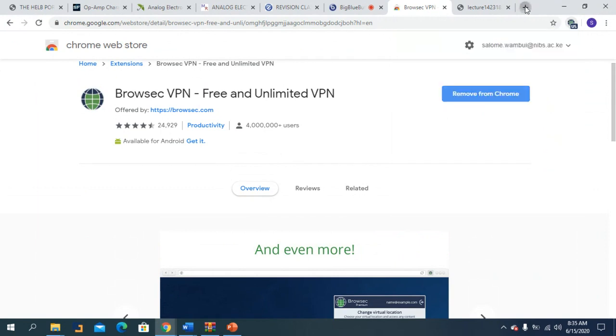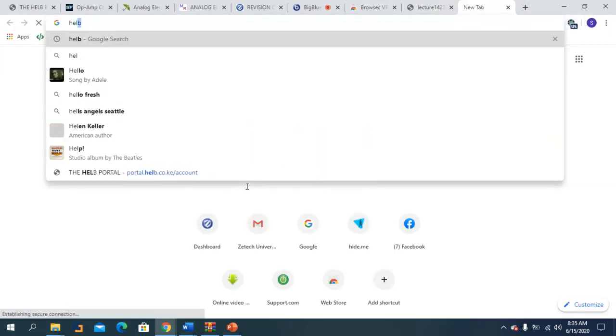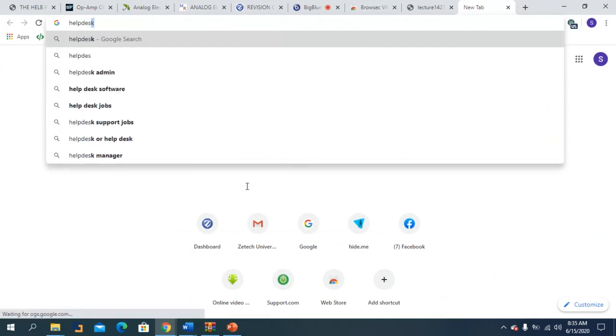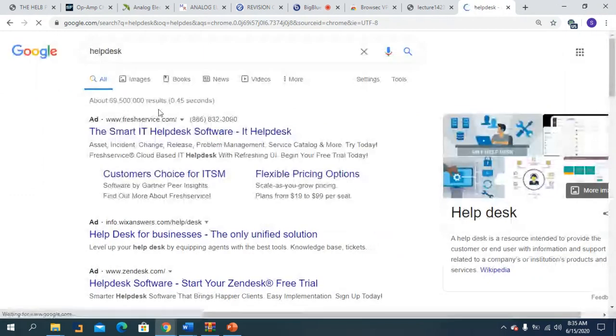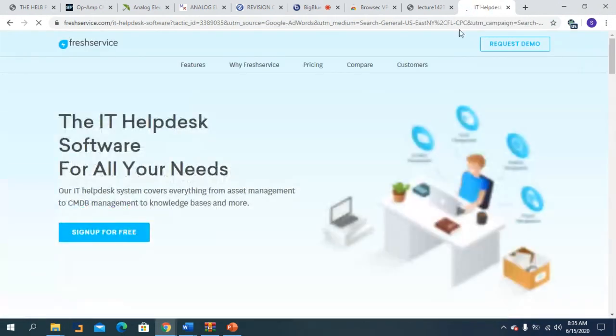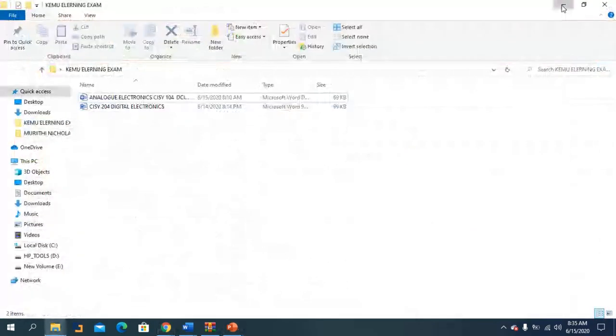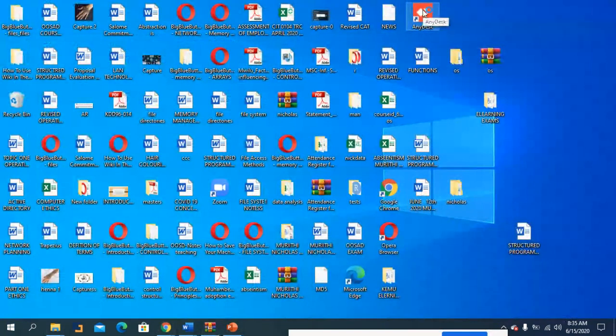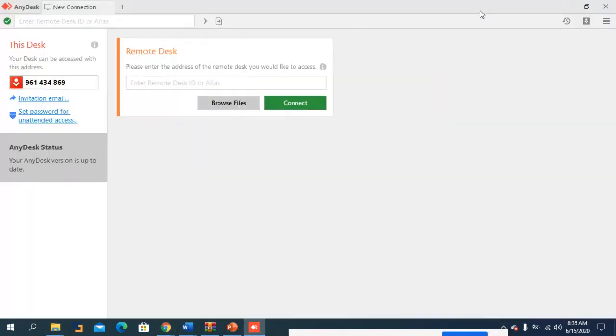When I'm using this platform that you call Help Desk, if I'm using Help Desk, and maybe I want to access your computer, I had already installed that. I can still use that. Anydesk. If I want to use this, maybe I can use Anydesk. If you're using your computer, maybe you can download an application called Anydesk, and maybe you can send the IP address as we continue. And then I will be able to enter this address that you give me. Then when I press enter, automatically I'll be able to connect.